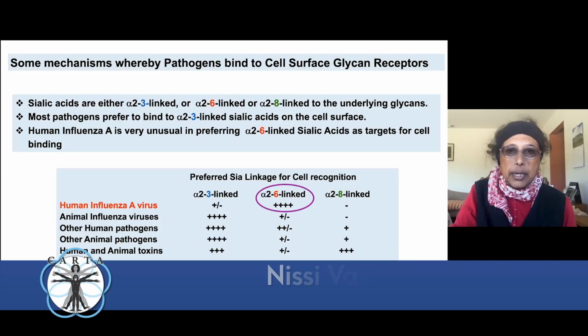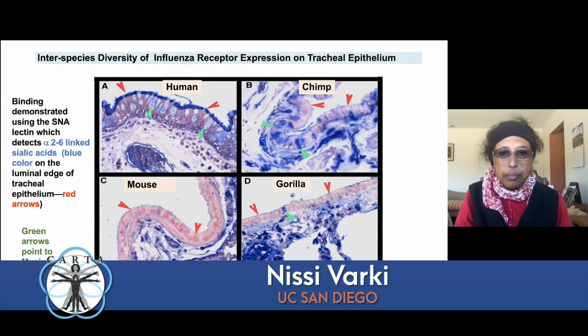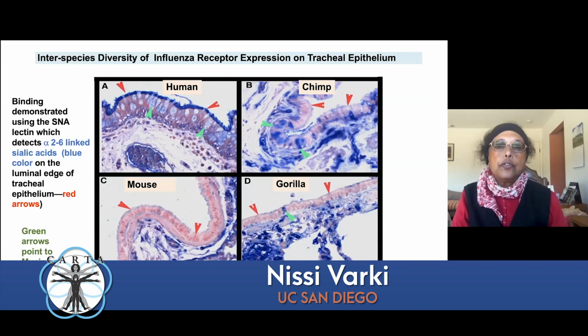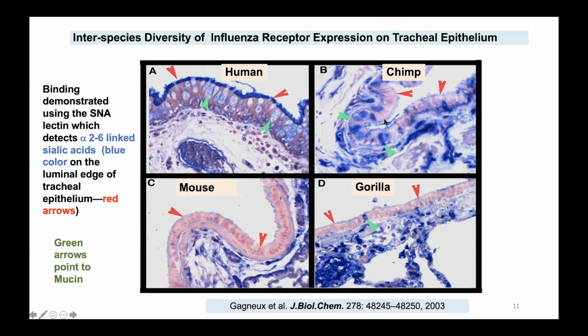In some studies we did a couple of decades ago with Pascal Gagneux, here are some sections of the human trachea, and sections of the chimp and gorilla and mouse tracheal epithelium. The blue is the binding of the SNA lectin, which specifically binds to the alpha-2-6 linked sialic acids. And you can see here, it's very much on the outer edge of the epithelial cells. There's a lumen of the trachea. It's not present on the epithelial cell edges in the chimp or the gorilla or the mouse. There's some present in the mucin, but this is what the flu virus sees as it's passing through and likes to bind to on the very edge, the alpha-2-6 linked sialic acids.